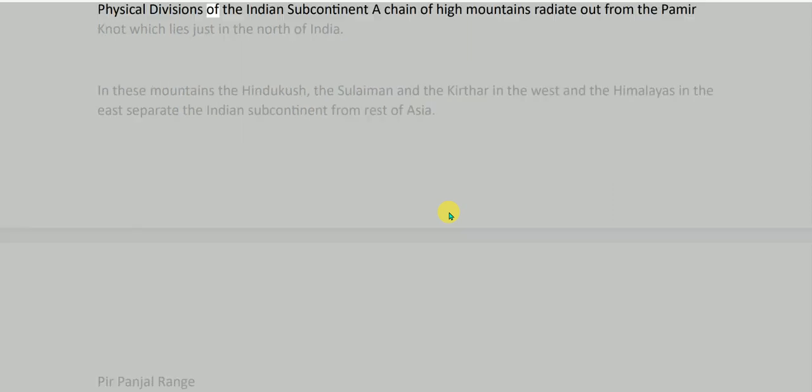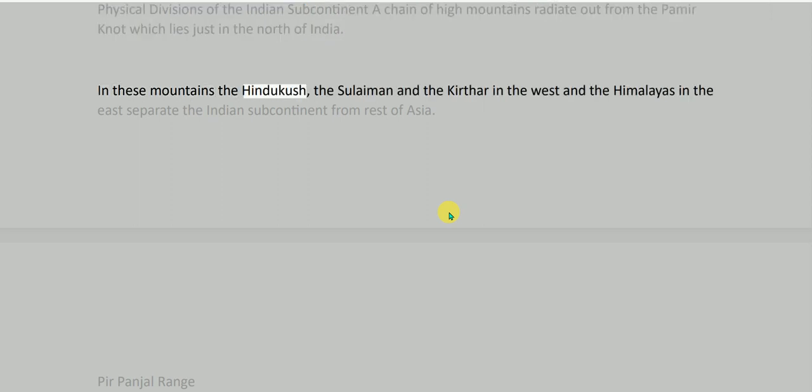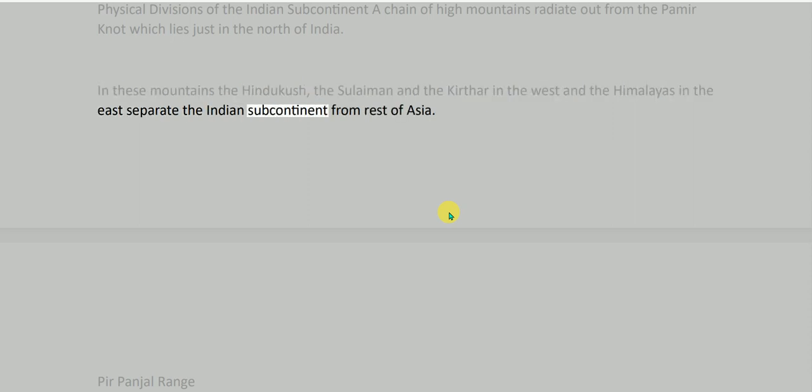Physical divisions of the Indian subcontinent. A chain of high mountains radiates out from the Pamir Knot which lies just in the north of India. In these mountains, the Hindu Kush, the Sulayman and the Kirthar in the west and the Himalayas in the east separate the Indian subcontinent from the rest of Asia.